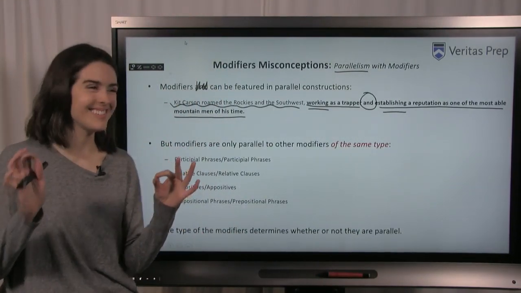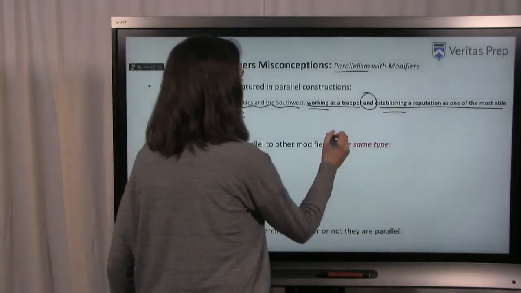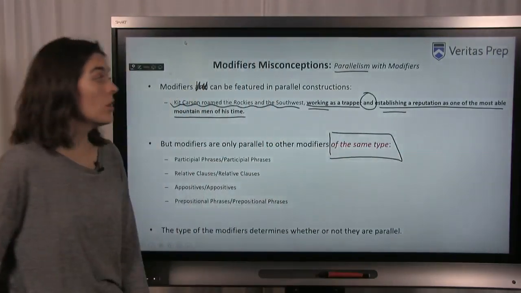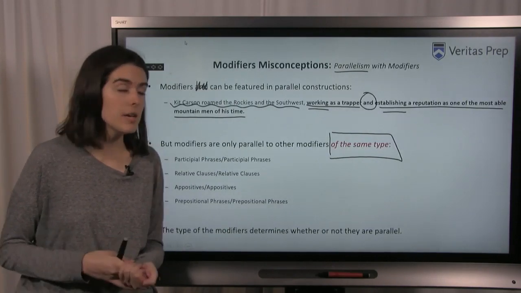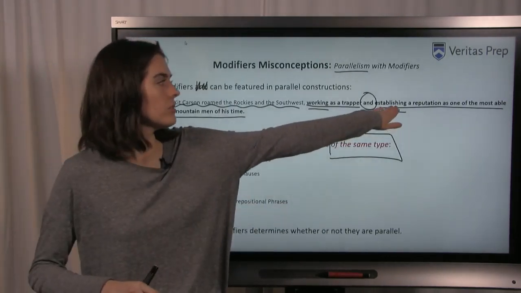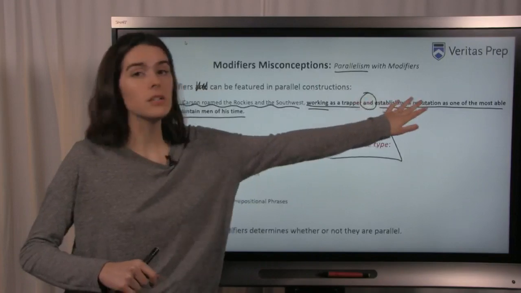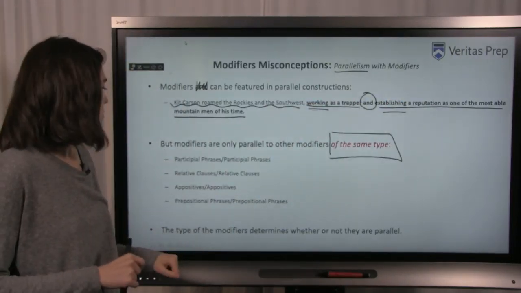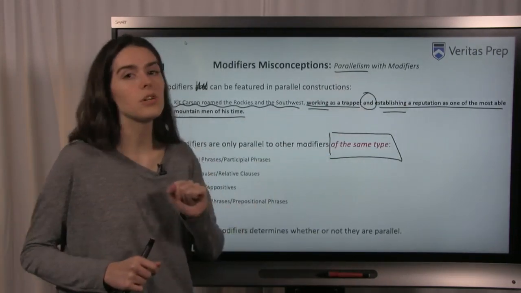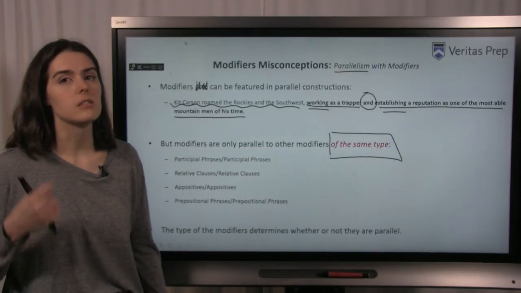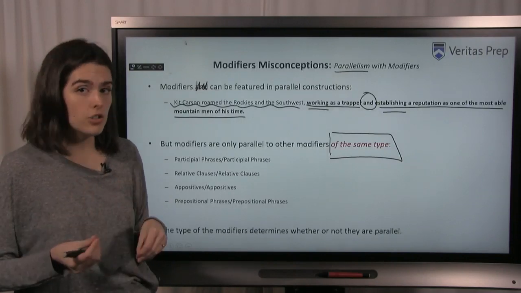However, modifiers are only parallel to other modifiers of the same type. So that means that we can't mix and match modifiers of different types. So if we had a which in this second one, we would need a which in this first one. If we've got an appositive as a second one, we need an appositive as the first one. If we have a prepositional phrase as the second one, we need a prepositional phrase as the first one. And if we've got a participial phrase as the first one, we need a participial phrase as the second one, right? They need to match in their structure.